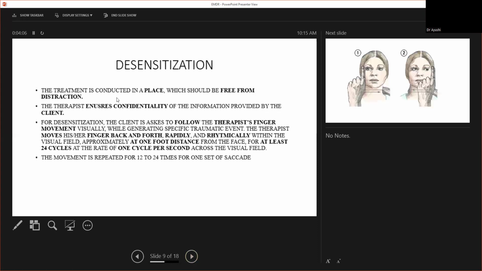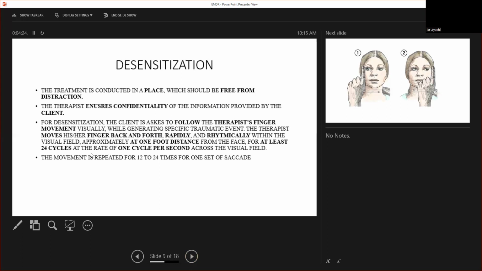Desensitization. The treatment is conducted in a place which should be free from distraction. The therapist ensures confidentiality of information provided by the client. For desensitization, the client is asked to follow the therapist's finger movement, usually while generating the specific traumatic event.